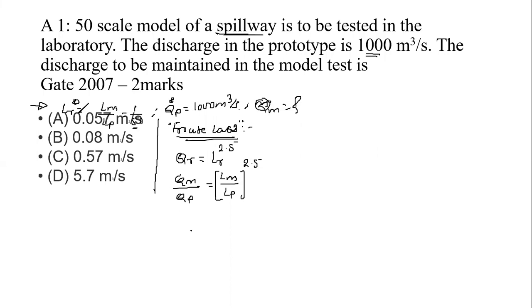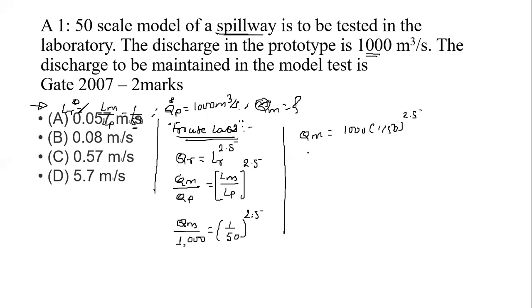So we'll go for that. Discharge in the model, which is unknown to us, divided by discharge in the prototype, which is 1000, is equal to the length scale ratio 1:50, that is 1/50 raised to 2.5. We just have to simplify it. So QM is equal to 1000 into 1/50 raised to 2.5. Now tell me the solution. Final answer.